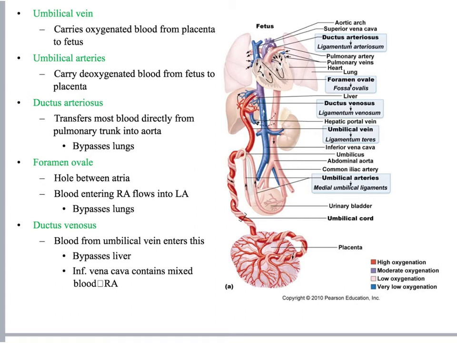So these shunts and these umbilical arteries and vein, they aren't needed anymore. And so a lot of things have to happen. At birth, the umbilical blood vessels and fetal shunts are no longer necessary. And the umbilical arteries and veins constrict and become fibrosed within a minute or so of that baby taking its first breath.